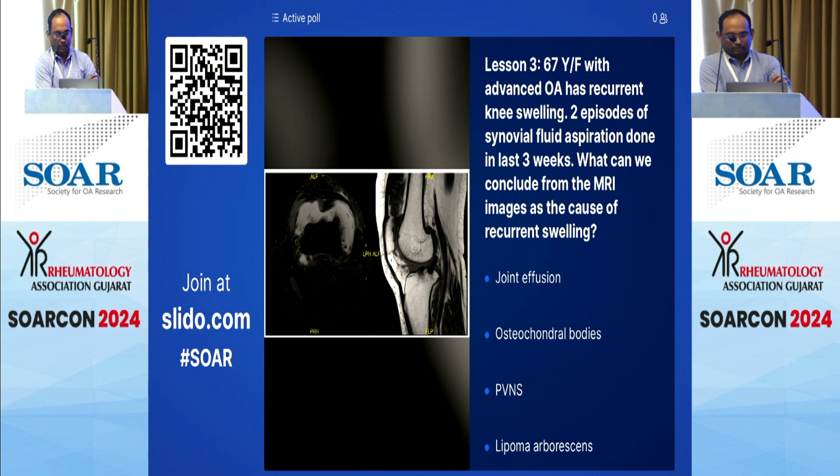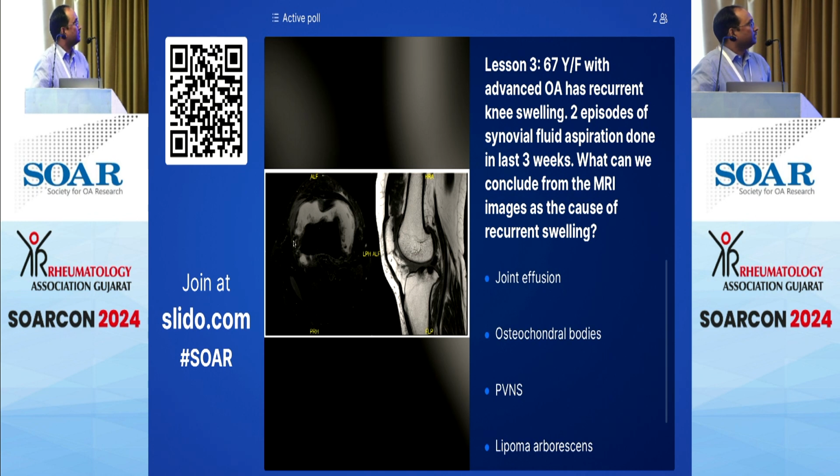Okay, so the third case, a 67-year-old female with advanced osteoarthritis. She has recurrent knee swelling, and she has had two recent episodes of synovial fluid aspiration, but still the swelling used to come back very frequently after the aspiration. So from these two images of the MRI, can we find out what is the cause of the recurrent swelling?